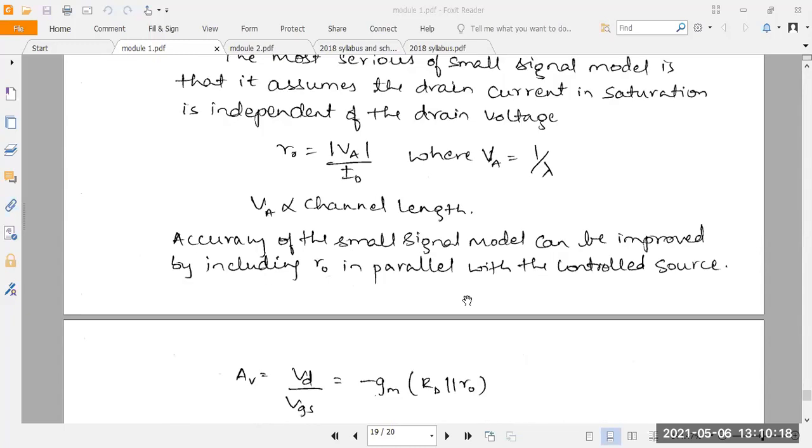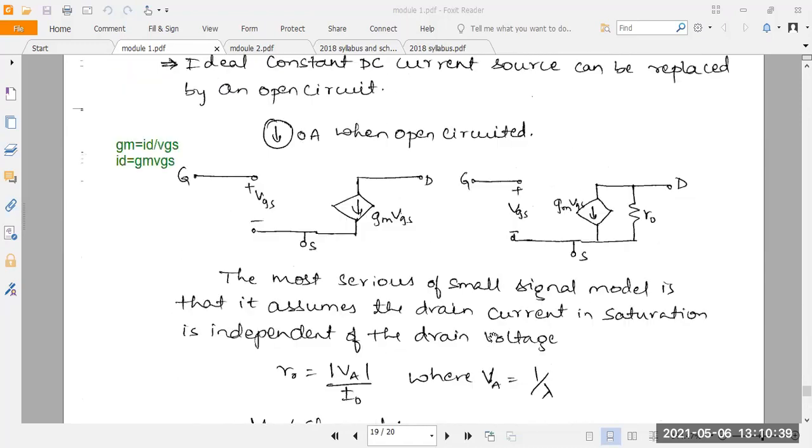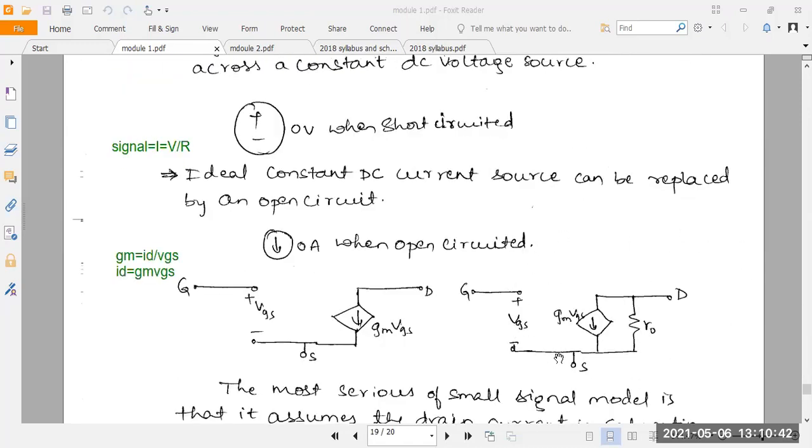Next, take the voltage gain equation, including channel resistance. Take the output voltage divided by the input voltage, VO divided by VGS. That should be equal to what? Minus gm into the total output resistance. For the output side, how many resistances are there in this circuit? See the circuit here.